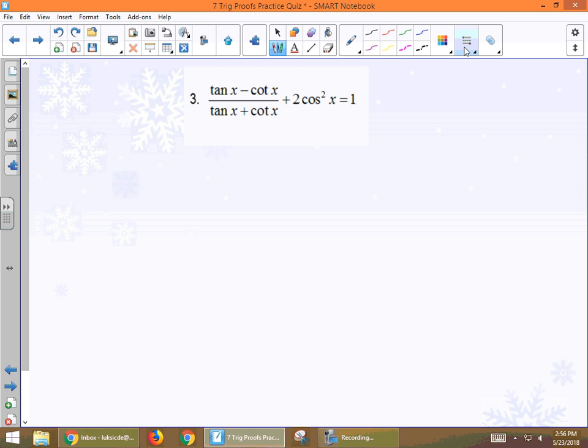So tangent is the same as sine over cosine. And I think that's really the only way to simplify this. We have to change everything to sines and cosines. There are no Pythagorean identities that apply here because nothing is squared. I mean, your cosine is squared, but we're not dealing with that yet. So when in doubt, change everything to sine and cosine. Tangent is sine over cosine. Cotangent is cosine over sine.